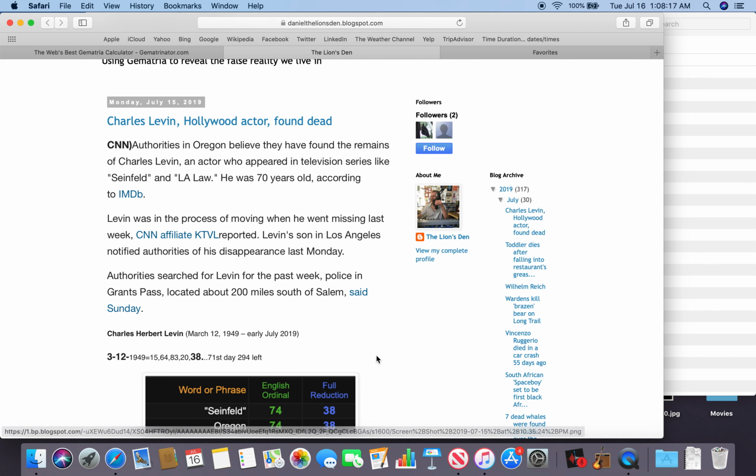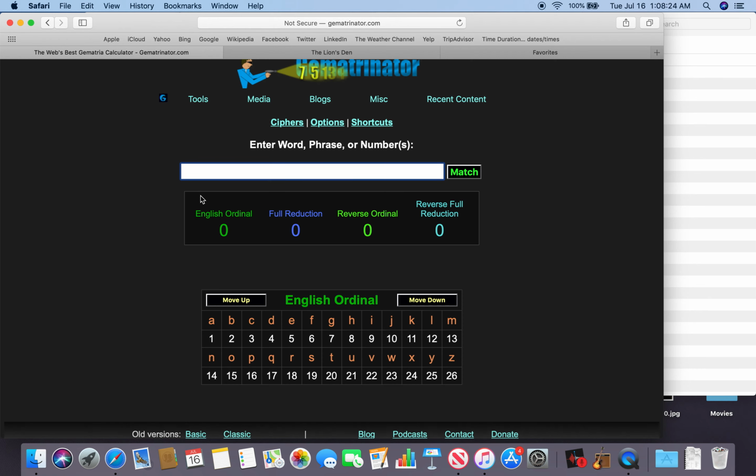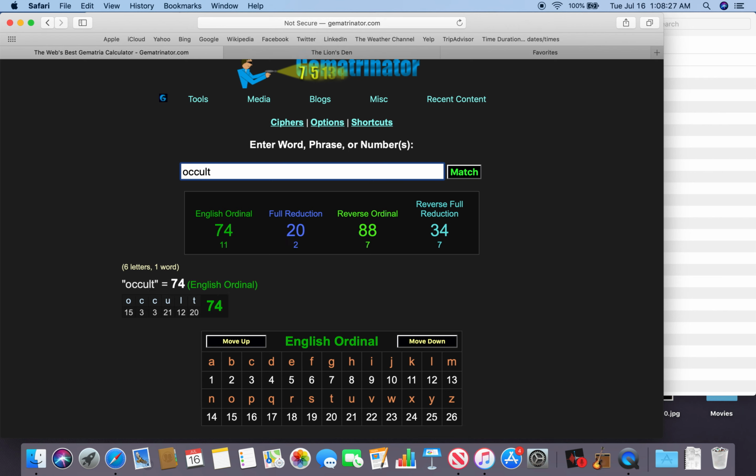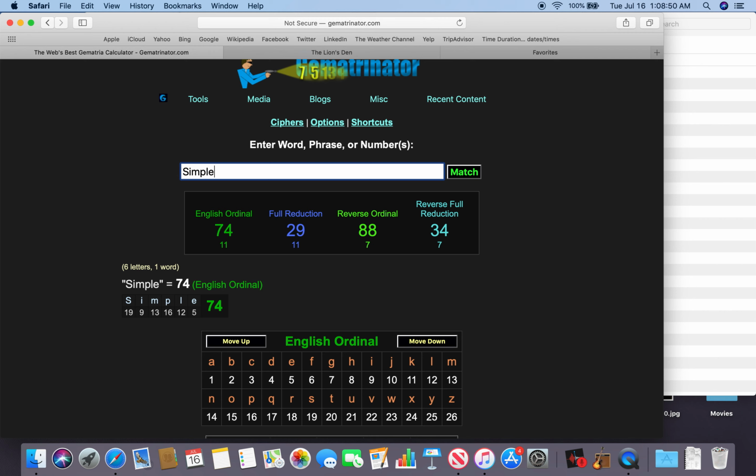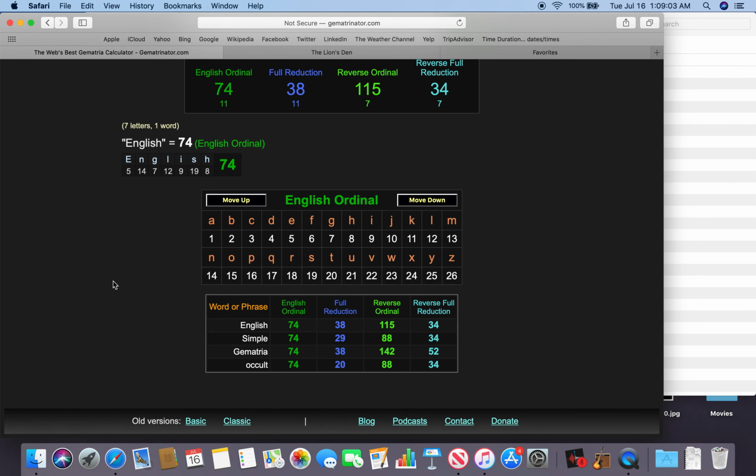74, that magical number. Masonic 74, occult 74, gematria 74. Here it is, occult 74. Gematria, that's what we're doing here. It's the practice of coding numbers into words, words into numbers. There's four base ciphers, the English ordinal, which if you put in simple, that's 74 as well. A lot of the same numbers. English 74, the world's language. Also, notice the 38, gematria 38 as well.